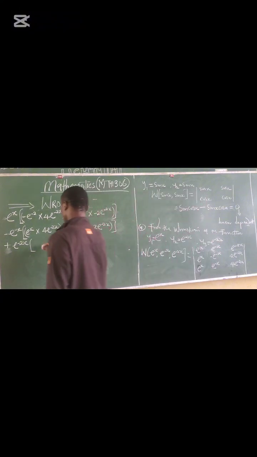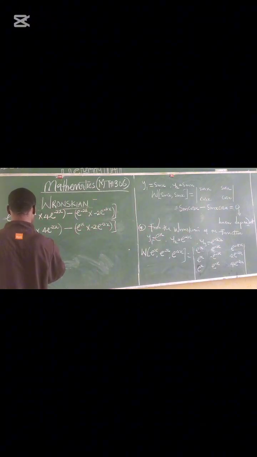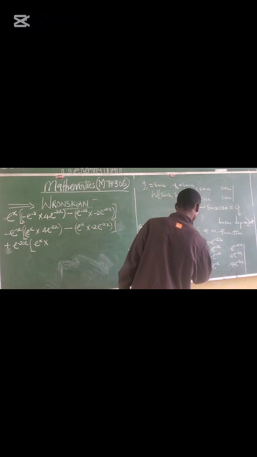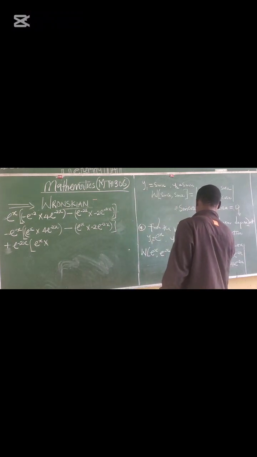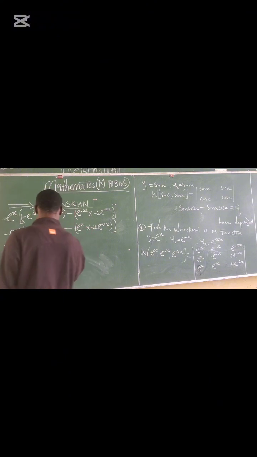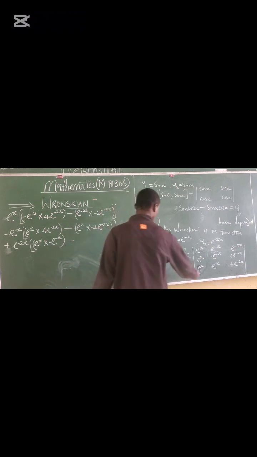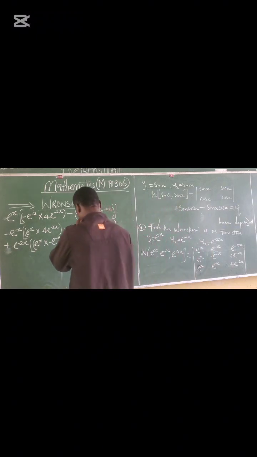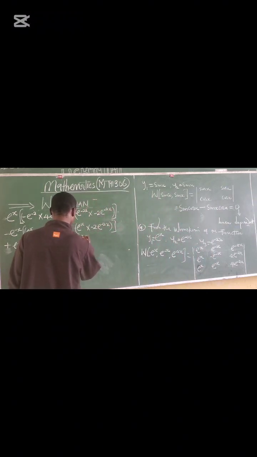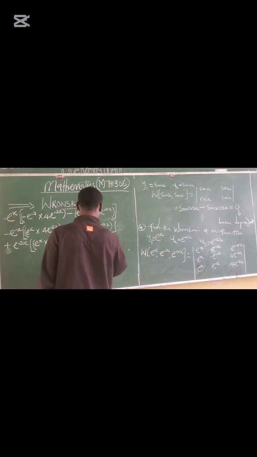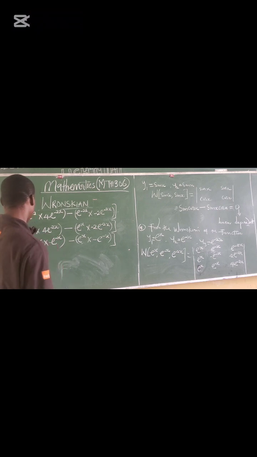So exponential x times exponential minus x times exponential minus x, minus exponential x times minus exponential minus x, exponential x times minus exponential minus x. Alright, so this is what I have. So I'm going to multiply through.